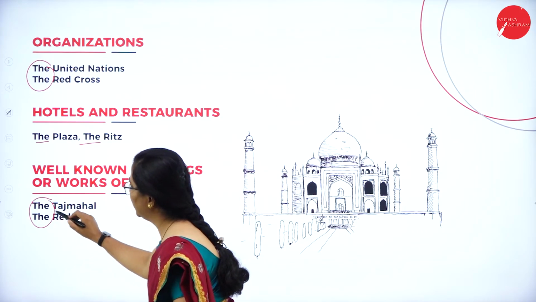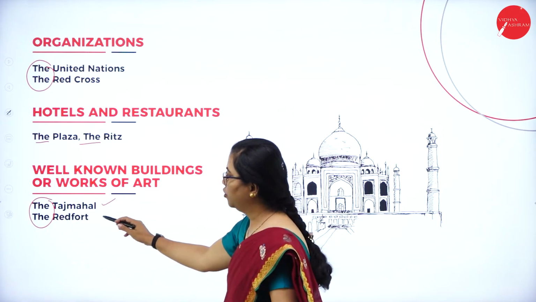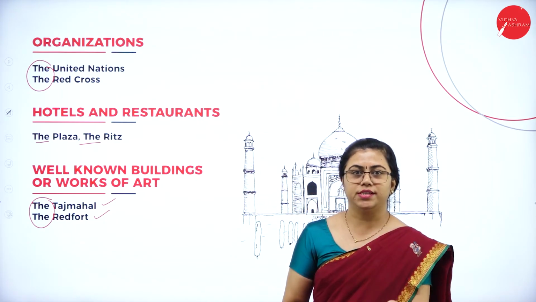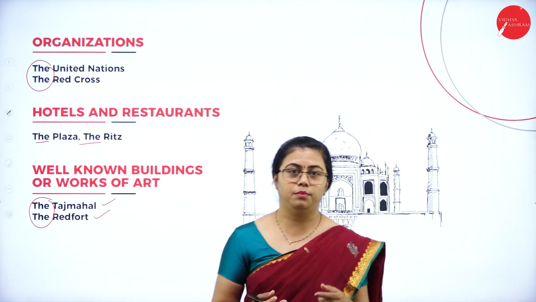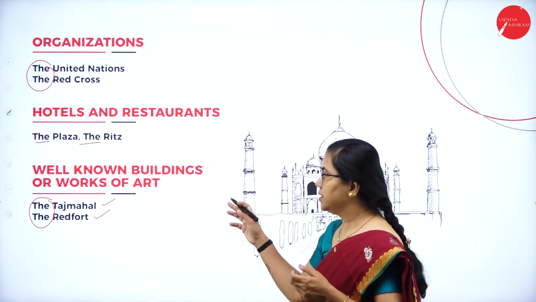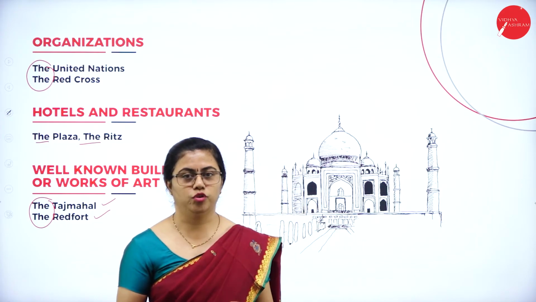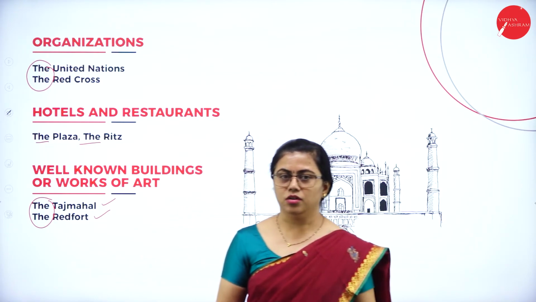So you feel it is unique, right? The Taj Mahal is only one. The Red Fort also, it is only one. So that way, the Jama Masjid, the Lotus Temple. All these are unique places. They are all unique, well-known buildings of art. So there, you have to use the definite article the.